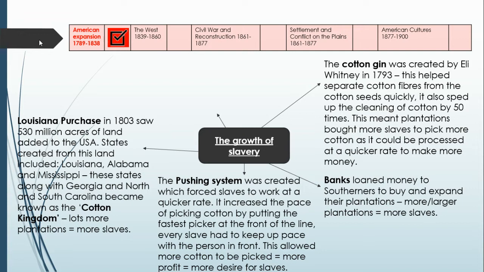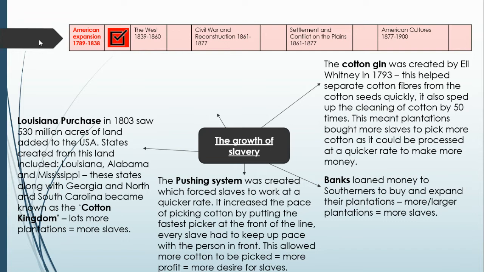We then have the Louisiana Purchase, which I mentioned on the previous slide. Again, just a reminder, purchased in 1803 for $15 million from the French. It added 530 million acres of land to the USA. And this was a southern area of America. So the territory that came as a part of the Louisiana Purchase quickly turns into southern states. These included Louisiana, Alabama, and Mississippi. These were deep South states.